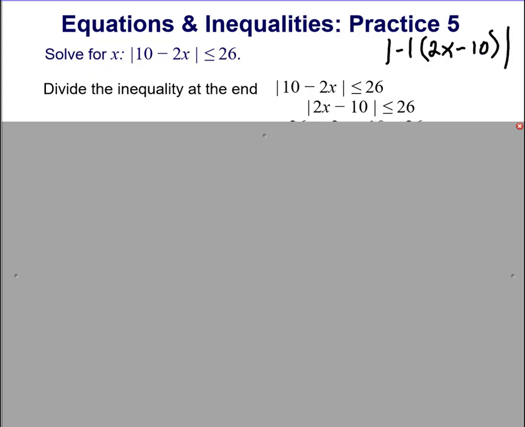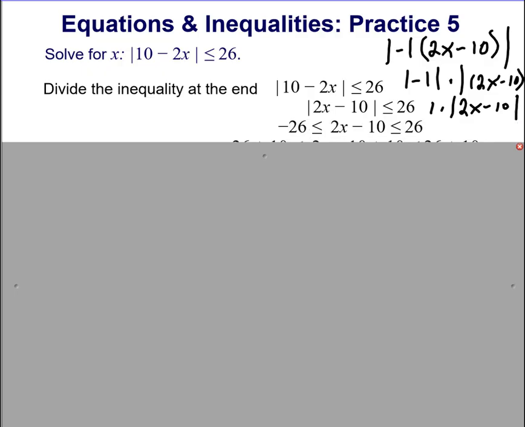Then I can split this up into the absolute value of negative 1 times the absolute value of 2x minus 10. But the absolute value of negative 1 is positive 1. So that just leaves me with the absolute value of 2x minus 10. And that's what we pick up right here.